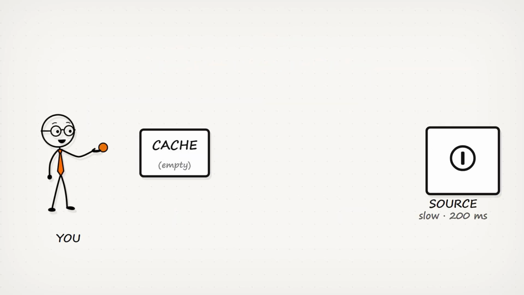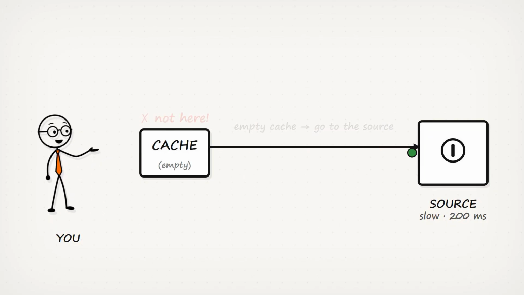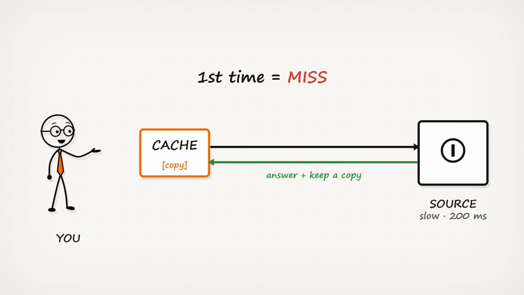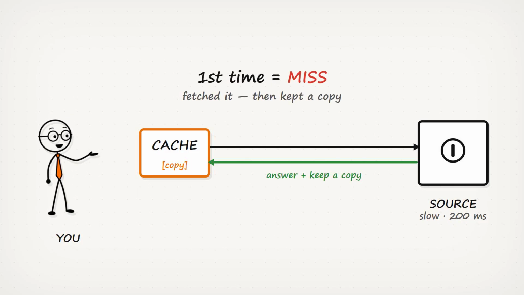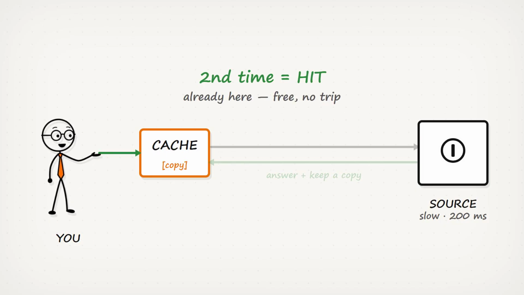So the first time you ask, you pay full price. You walk all the way to the slow vault, get the answer, and on the way back, you keep a copy on your desk. That trip is called a cache miss. The answer wasn't on the desk, so you go fetch it and store it. The second time you ask, the answer is already on the desk. That's called a cache hit.